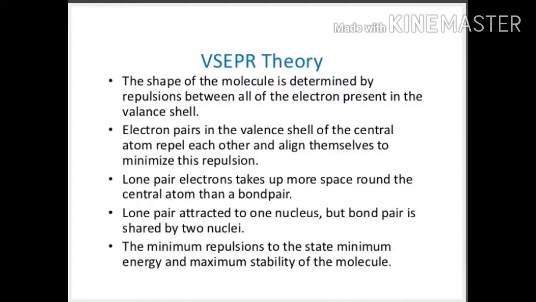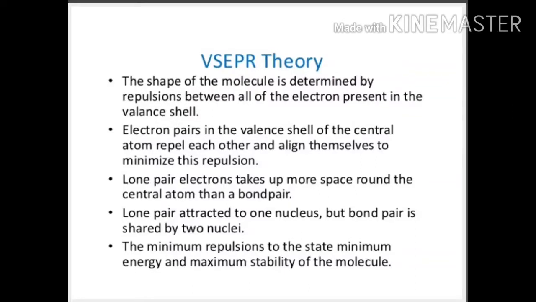The first point is that the shape of the molecule is determined by the repulsion between all the electrons that are present in the valence shell. The kernel electrons don't participate in determining the shape of the molecule. Next, electron pairs in the valence shell of the central atom repel each other and arrange themselves to minimize the repulsion.